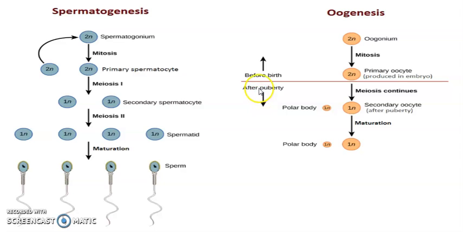After maturity, after puberty when the menstruation cycle starts, the reproductive cycle starts, then it undergoes meiosis, meiosis 1 and then meiosis 2. As a result of meiosis 1, the first polar body is released, and meiosis 2 occurs when the egg is fertilized. When it is fertilized, then the second polar body will be released.